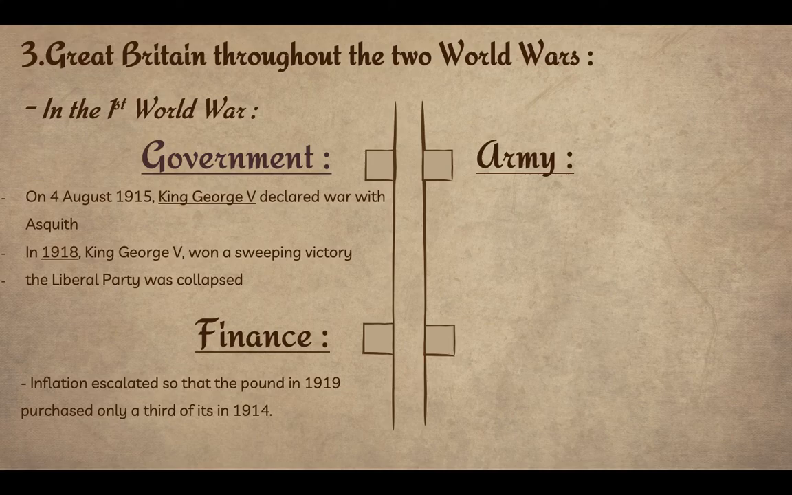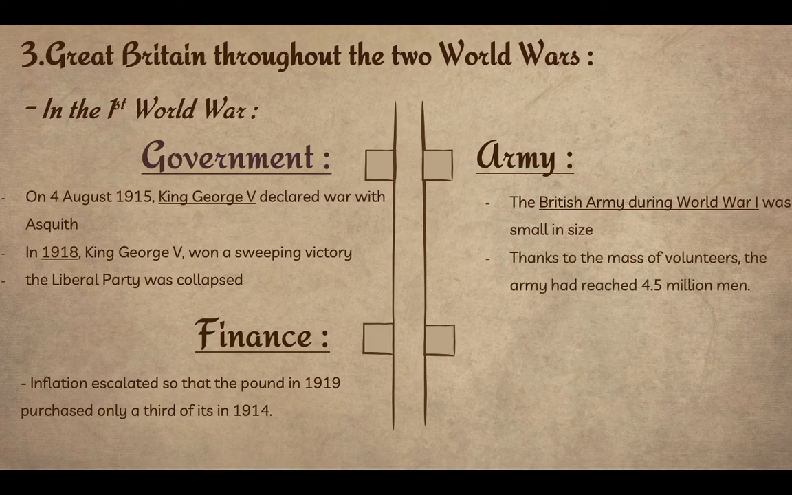About the armies, in World War I, the army was very small in size, thanks to the mass of volunteers in 1914 to 1915. In January 1916, the army reached 4.5 million men. About the economy, in terms of GDP, the economy grew about 14% from 1914 to 1918.